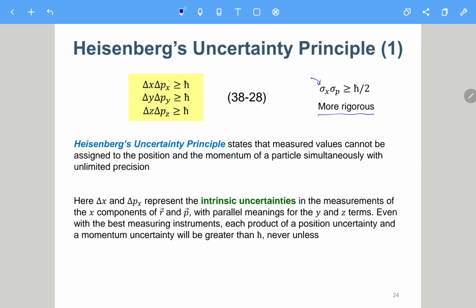Actually, when Heisenberg tried to propose this uncertainty principle, he proved it for the normal distribution only, but actually it will be applied for any wave function. So the Heisenberg uncertainty principle states that the measured value cannot be assigned to position and the momentum of the particle simultaneously with unlimited precision. You cannot measure both of them precisely at the same time. If you make one very precise, then the other one will have a large error.